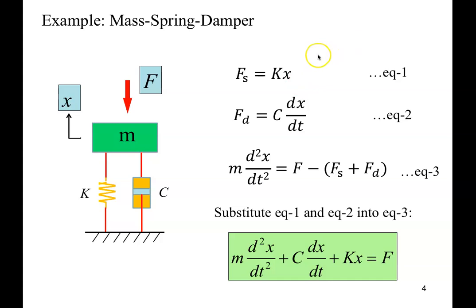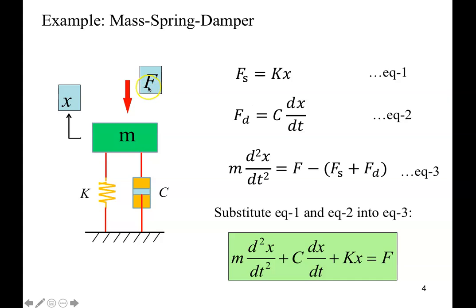The force in the damper is proportional to the relative velocity of that mass. The c is a damping coefficient. So I have two forces here. These actually oppose the movement of that mass.